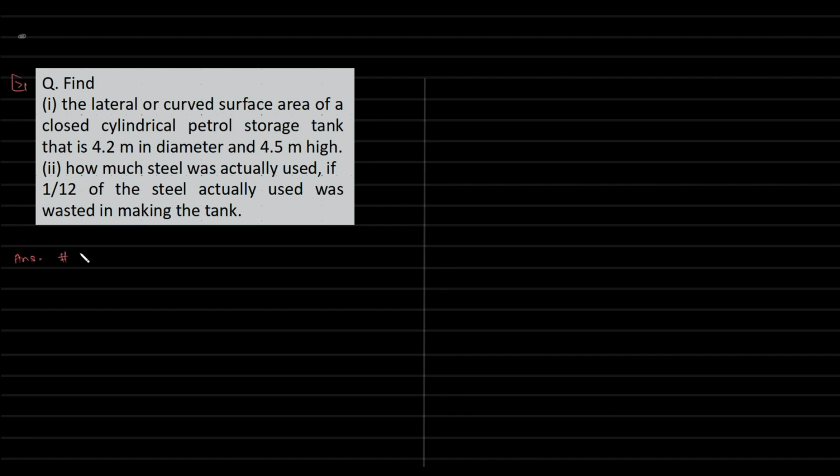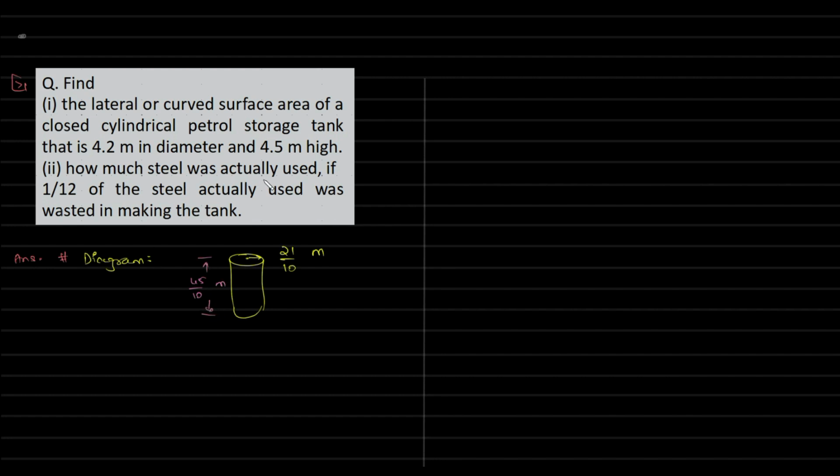Okay, first, please draw a diagram. So what is the required structure over here? Cylinder. We have to find the curved surface area of a closed cylindrical petrol storage tank. Only the curved surface area. Diameter is 4.2 and the radius will be 2.1, that is 21 by 10 meters, and the height is 45 by 10 meters.